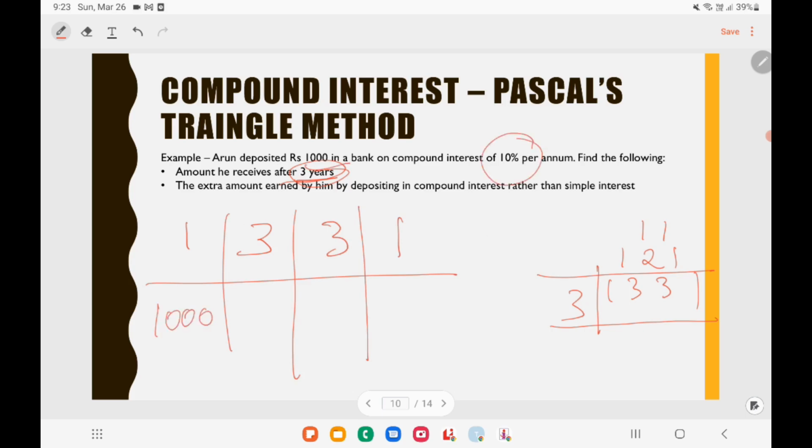Here interest is 10%. That means you need to write it as 1 by 10. So 1,000 into 1 by 10 is 100. 100 into 1 by 10 is 10. 10 into 1 by 10 is 1. Just write it like this. Then you need to multiply.